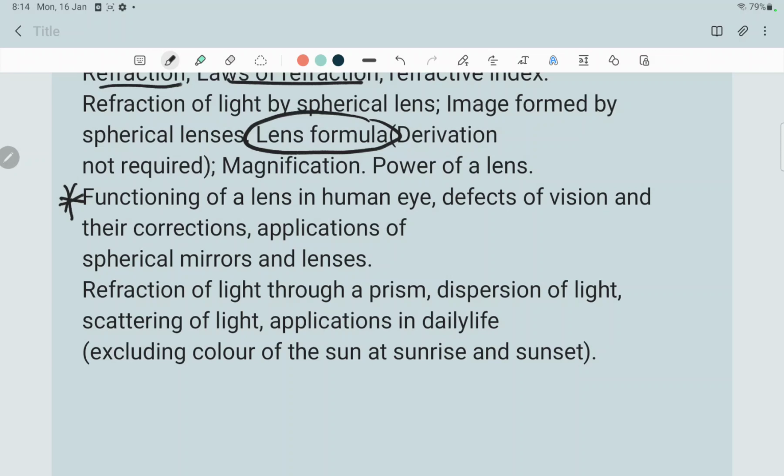So the human eye, you should know the diagram, the parts of the human eye. Then there are 3 defects of vision majorly. One is myopia, second one is hypermetropia, third is presbyopia. So the problem, their solution, and how the problem is caused, this we should know.